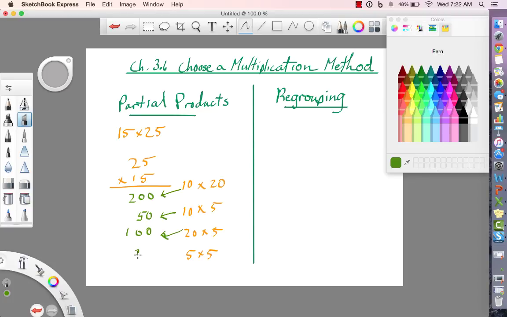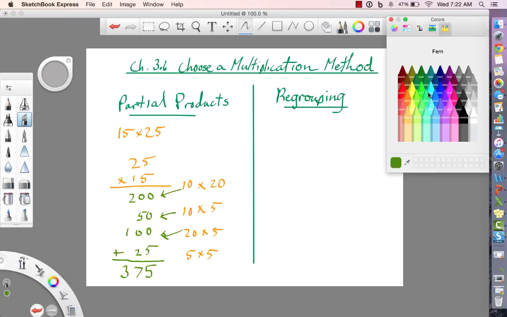One of the things that's important when you're doing this is that you line up the ones places, you line up the tens places, and then you line up the 100s places. If you don't do that, it's really hard to get the correct answer. But zeros plus 5, 5 plus 2, and 2 plus 1. So 375 is a good way to do that.